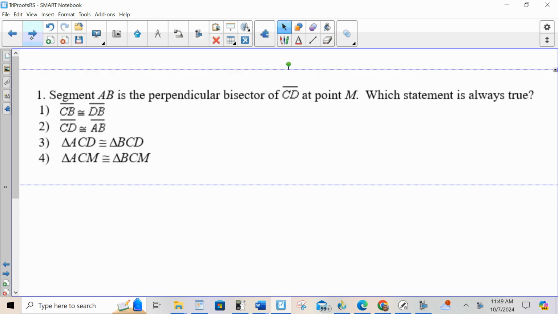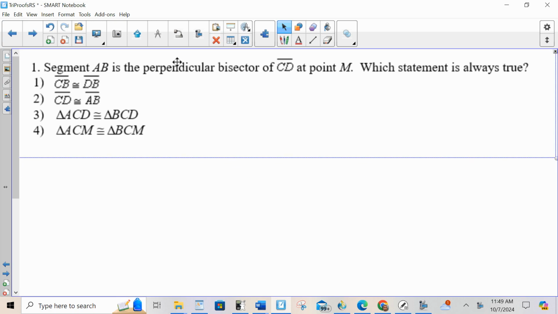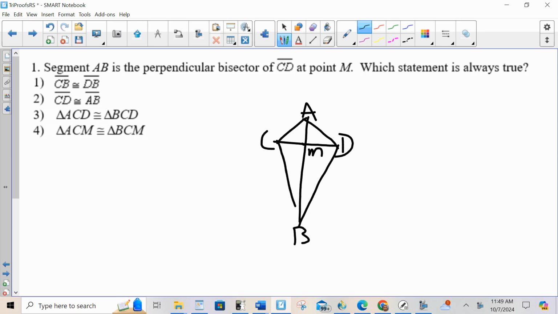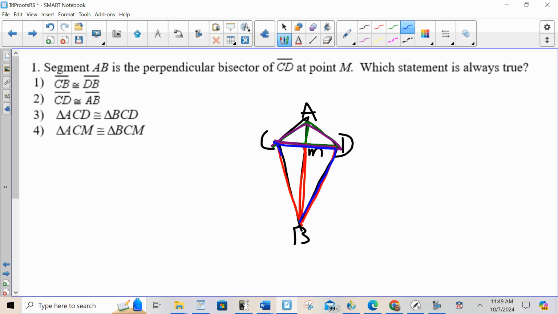We start with a multiple choice question for perpendicular bisector. For perpendicular bisector, you need to know it's going to be this picture, where AB is the perpendicular bisector. AB is doing the cutting, and CD is being bisected at point M. Now, you need to know that the two top triangles are congruent, so the greens are congruent, the reds are congruent, and then the top, the purple, and the bottom, the blue, are both isosceles.